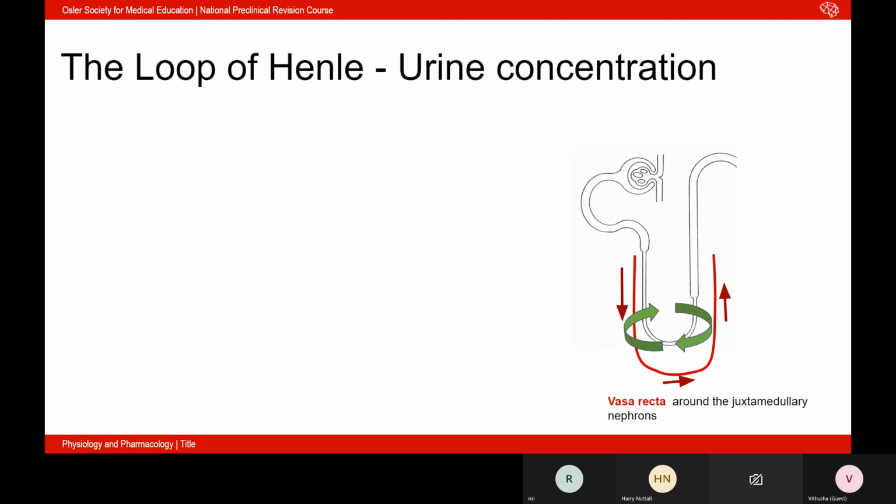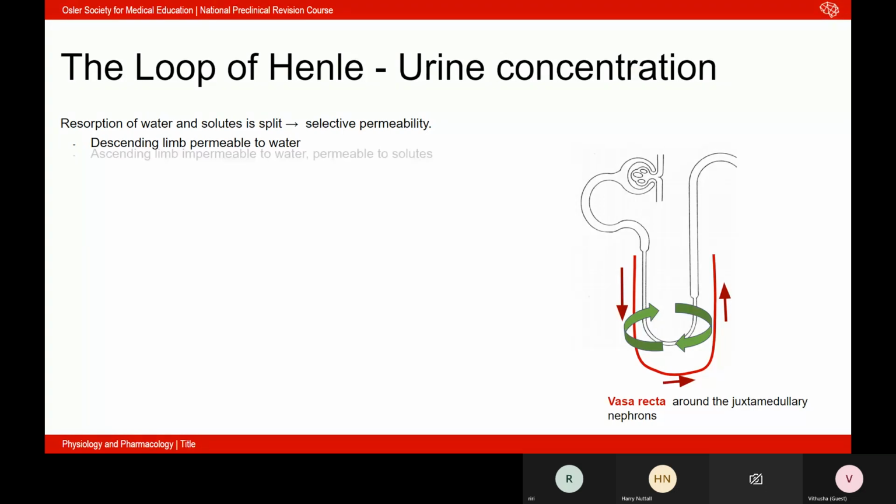So within the loop of Henle is the urine concentration. And it's important to understand the role of the countercurrent multiplier effect within this. So unlike the proximal tubule, the resorption of water and solutes is split. So there's selective permeability at different segments of the loop of Henle. In the descending limb, it's permeable to water, but not to solutes. And the ascending limb, it's permeable to solutes, but not to water.